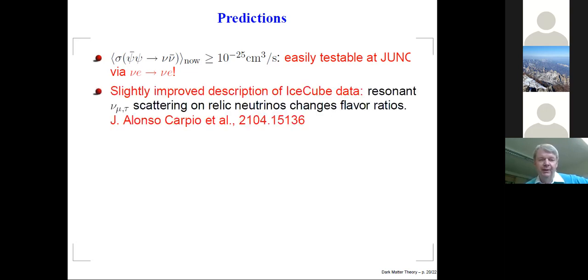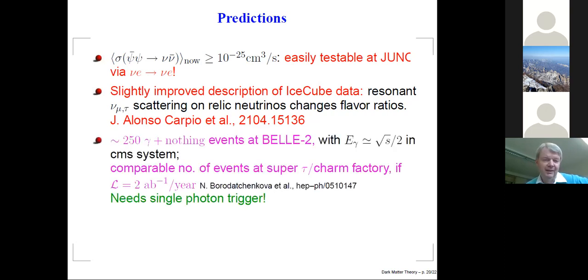It has actually also been pointed out by these people here that, coincidentally, for the same region of parameter space, you get a slightly improved description of IceCube data, because the resonant scattering or annihilation of high energy incoming muon neutrinos on the relic muon neutrinos changes the flavor composition a little bit. And at least according to that paper here, that improves the description of the IceCube data somewhat. But it's not a very strong effect, statistically speaking, but another hint.